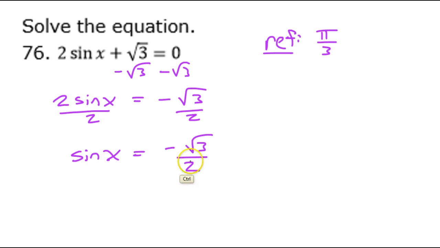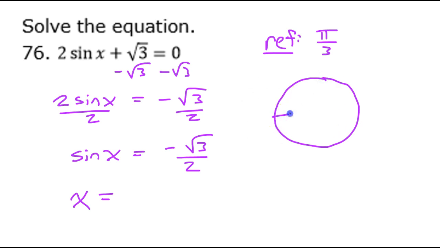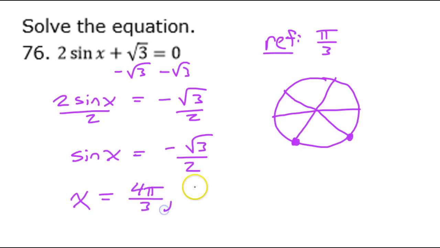Okay, but we need to consider what quadrants we're in before we say the actual values of x. So the reference angle is pi over 3, but sine is negative in quadrants 3 and 4. So you should not have to draw this picture at this point, but I'm going to draw it just so you can see inside my mind. Okay, so these are the reference angles of pi over 3. Now, because sine is negative in the third and fourth quadrant, then these are the two angles that we need to name. So this is 3 pi over 3, 4 pi over 3, 5 pi over 3. So 4 pi over 3 and 5 pi over 3.